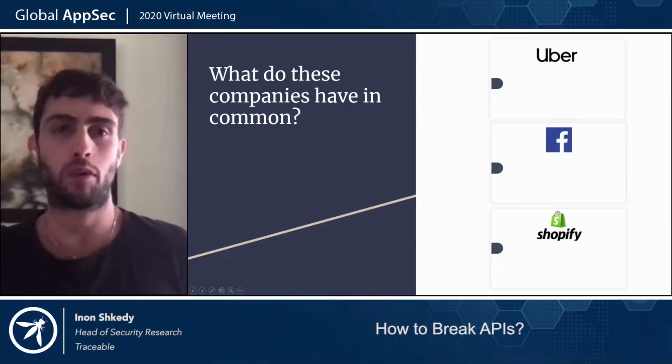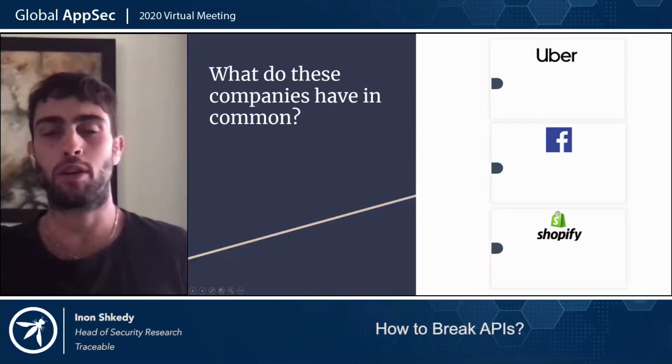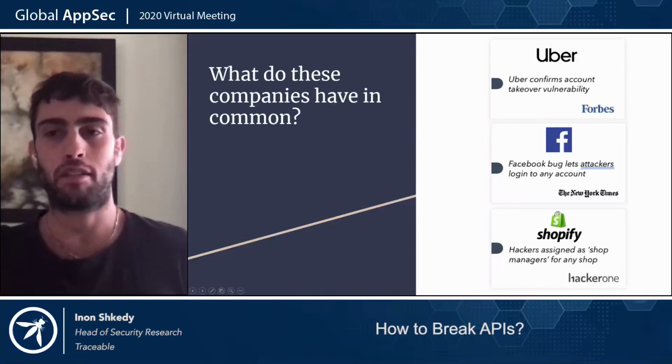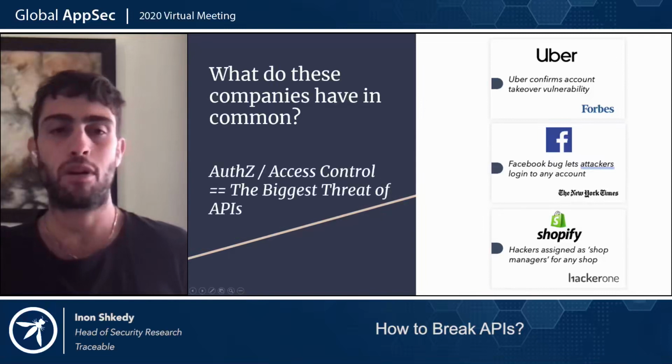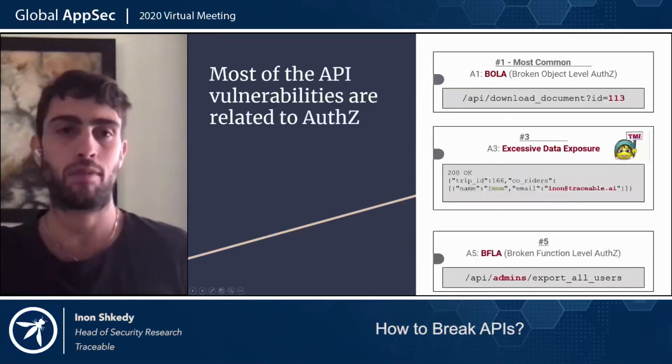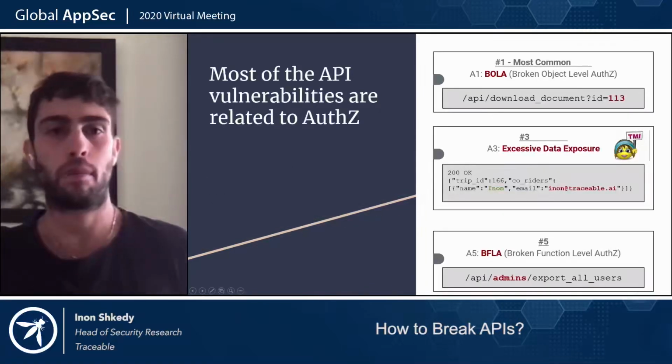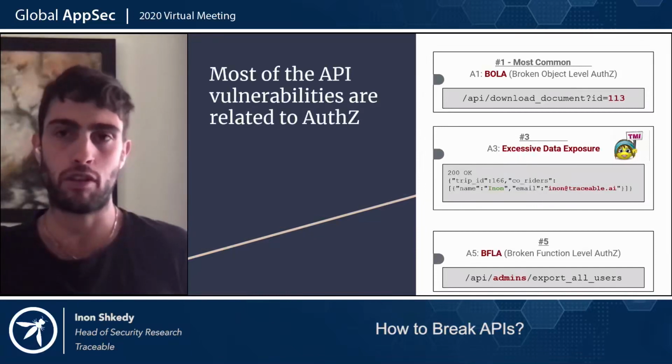So do you know what all these companies have in common? Uber, Facebook, and Shopify, they all got breached in the last year because of access control problems. It leads me to the point that authorization problems are the biggest threat to APIs. Every company has authorization problems. So most of the API vulnerabilities are somehow related to authorization, and I want to spend some time talking about it.